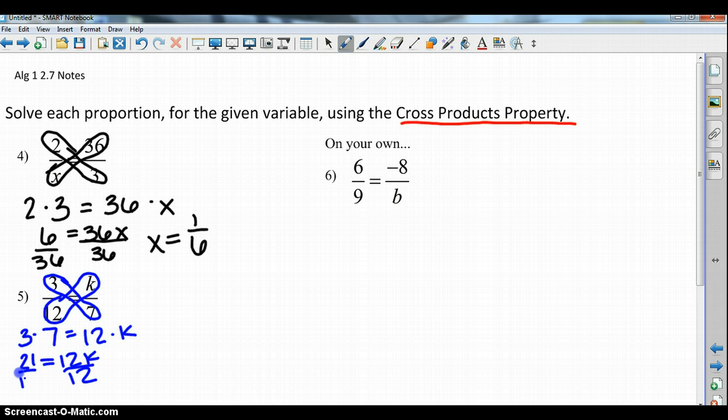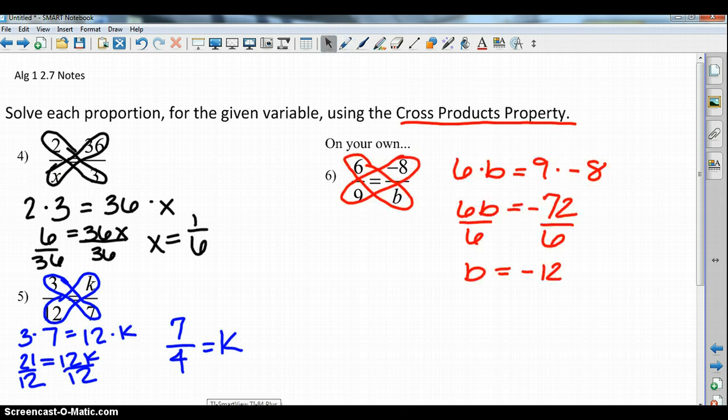Divide by 12. This simplified, what number goes into 21 and 12? Hopefully you can see that 3 goes into 21 and 12. 21 divided by 3 is 7, and then 12 divided by 3 is 4. And that equals k. I want you guys to try number 6 on your own, so pause it, and then we will get back to it.